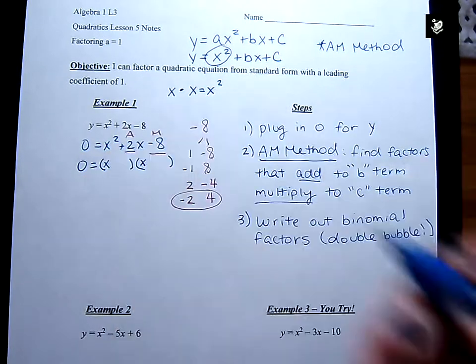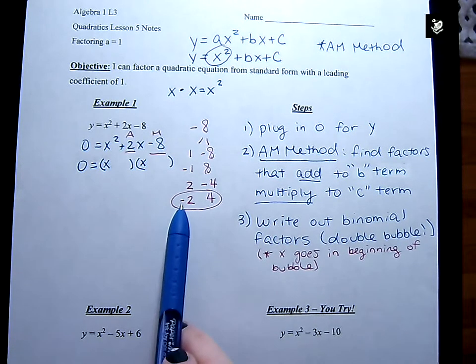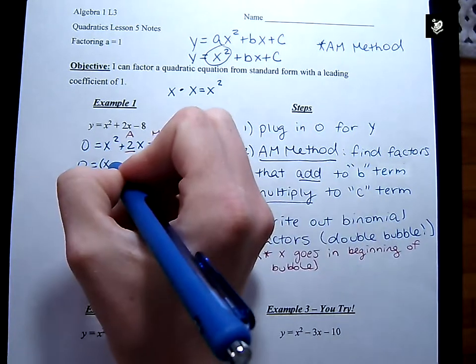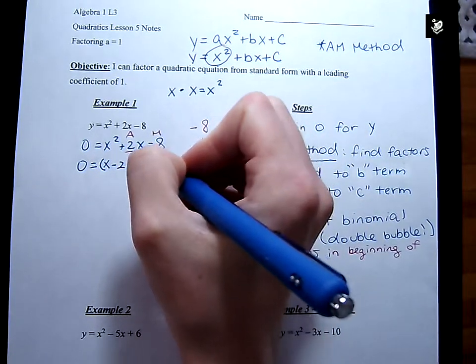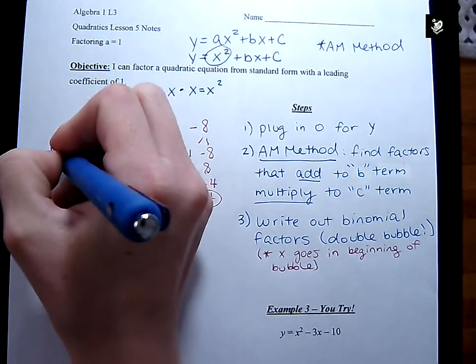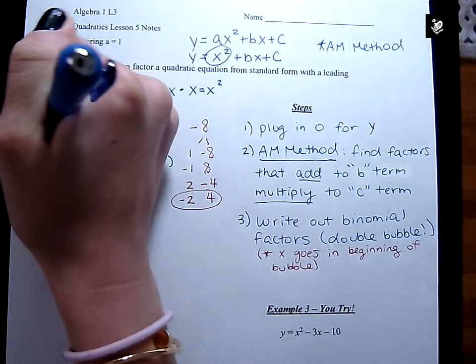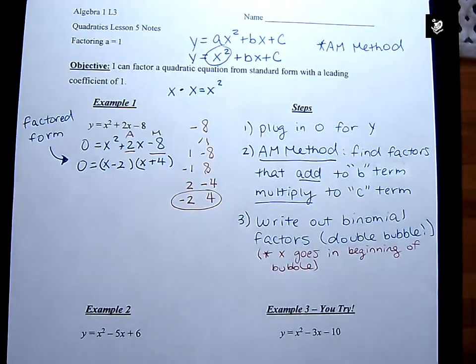So maybe you want to put that down in your notes. The x goes in the beginning of the bubble for each one. Now, my factors are -2 and 4. So that's what's going to go into each bubble. I'm going to put a -2 into the first bubble and a +4 into the second bubble. Now I'm in factored form. So let's write that down. Factored form, which is what we just did in the previous lesson with zero product property.